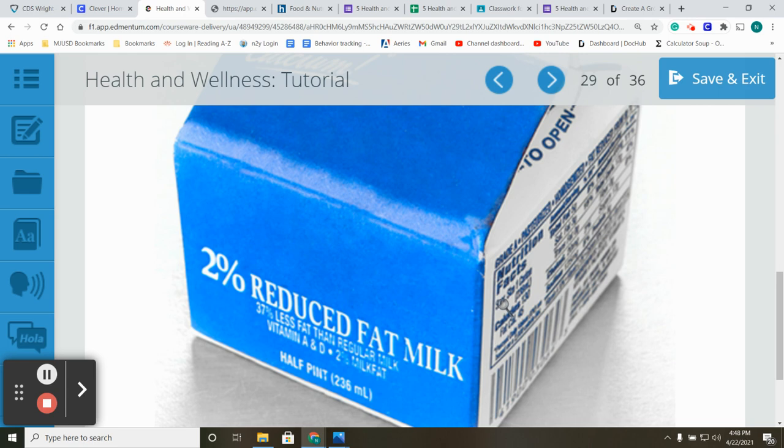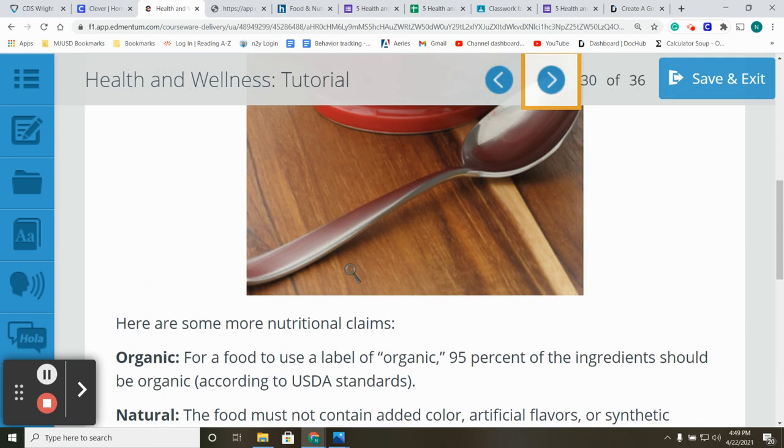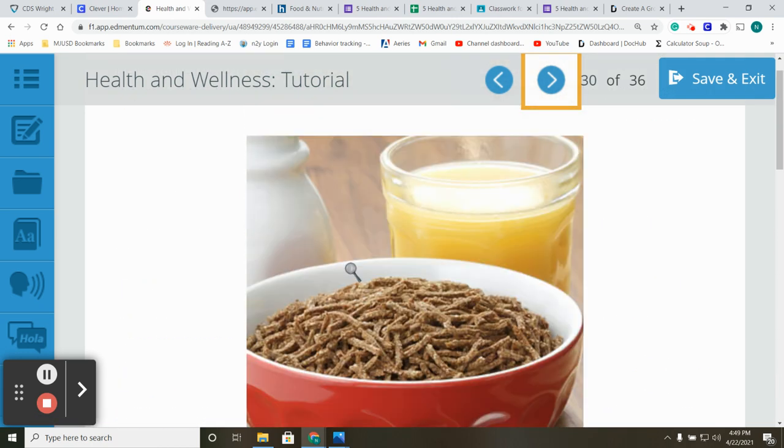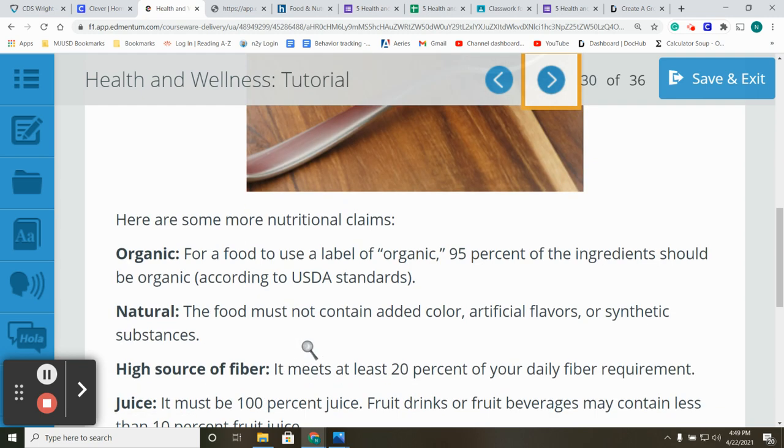Anyways, you can actually use your phone's camera to scan the barcode, and most foods will actually pop up in the app with their nutritional information and all of that. It's good for people like type 1 diabetics who have to record the amount of carbohydrates that they use. And if the label is scratched or torn, they can get the same information from the barcode. Here are some more nutritional claims.